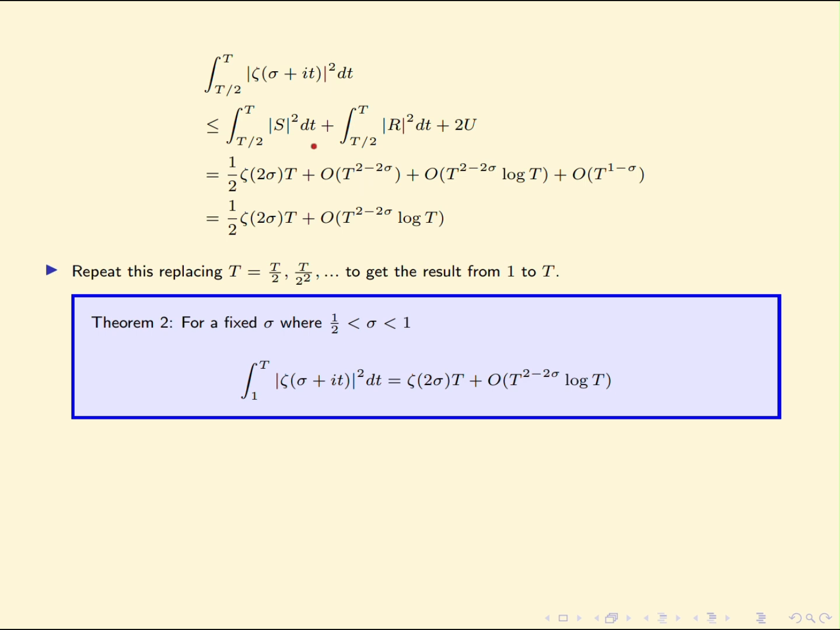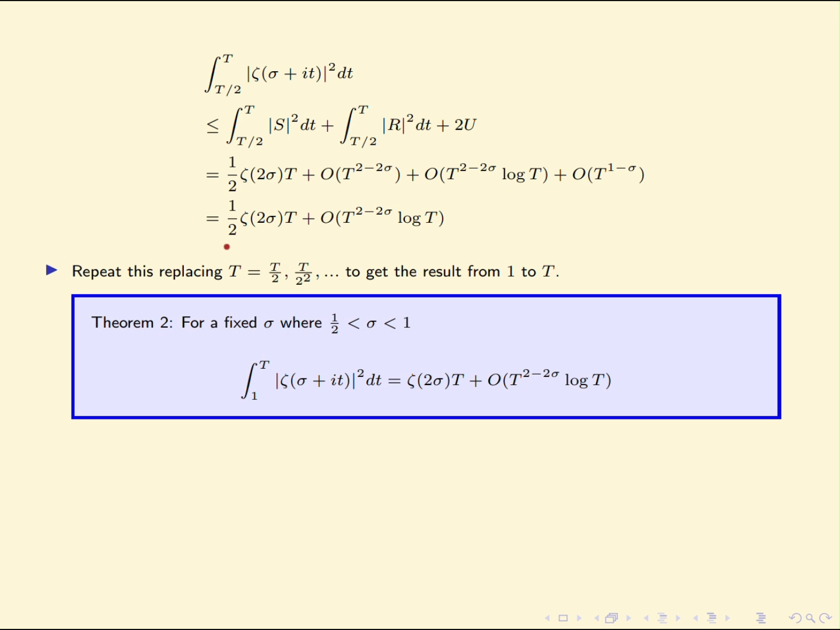And now, because this is the integral from t over 2 to t, I can actually just repeat this process, replacing the t with t over 2 and then t over 2 squared and so forth. Sorry about that. A finite number of times to get the result from 1 to t. So I don't need to go from 0 to t, I just need to go from 1 to t. So I only need to do this a finite number of times. And therefore, I will get the theorem for a fixed sigma, where sigma is between 1/2 and 1. Then this integral from 1 to t of this thing is equal to zeta of 2 sigma times t, plus some big O term from here.